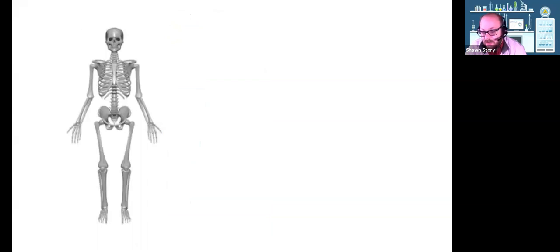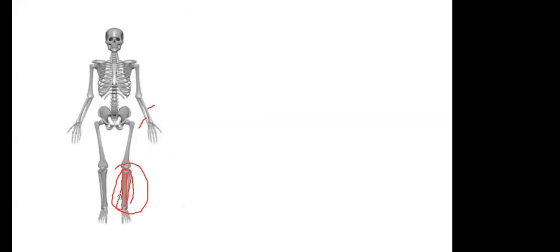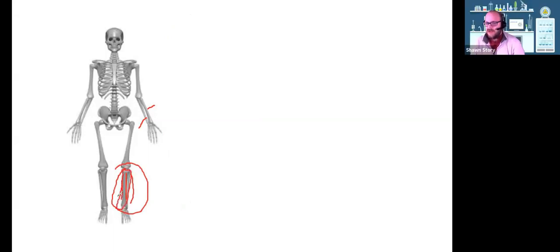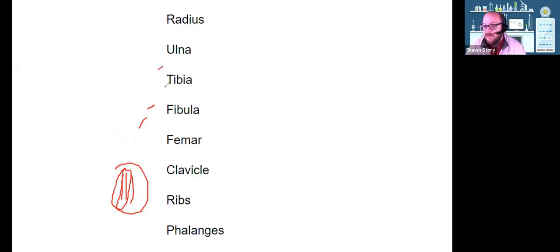So we talked about the radius and the ulna. Radius is our top bone. Ulna is our bottom. We're now talking about the tibia and fibula, which are these bottom ones. One's a lot bigger than the other. Do we know which one is this front bone? Some people call it the shin bone, where we feel that shin going right along the top of our leg. That is our tibia. Our tibia is that shin bone, that front bone. And then the smaller one behind it is the fibula.